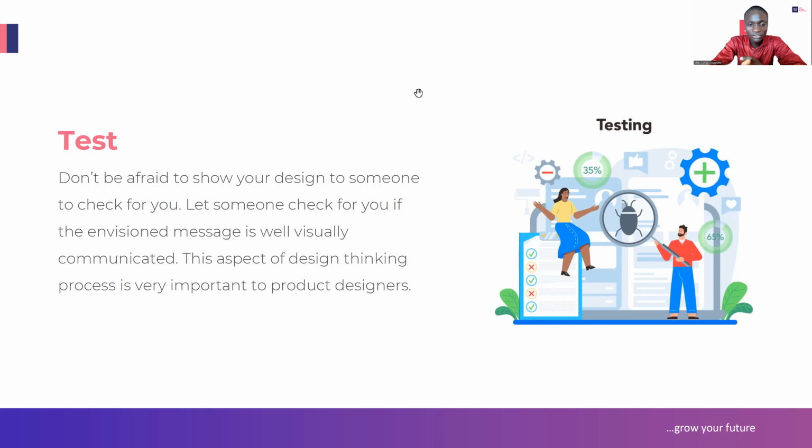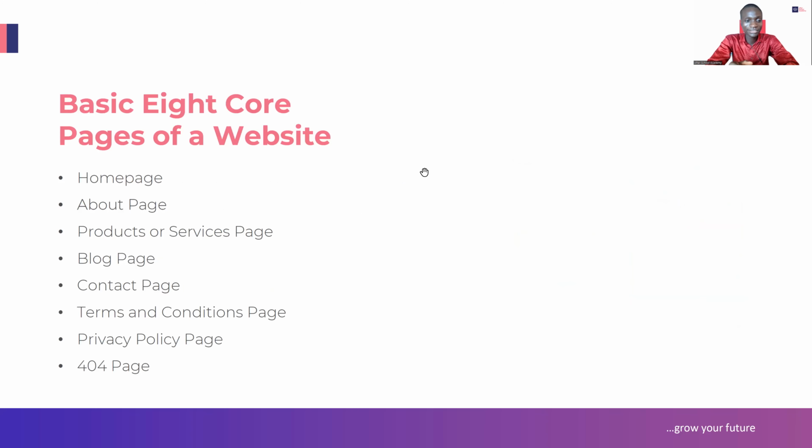So let someone check for you if the envisioned message is well visually communicated. This aspect of the design thinking process is very important to product designers, and it's also important to you as a web designer. Very important stage. Then the next thing we'll be looking at is the basic 8 core pages of a website. Before I move into that, do we have any question?